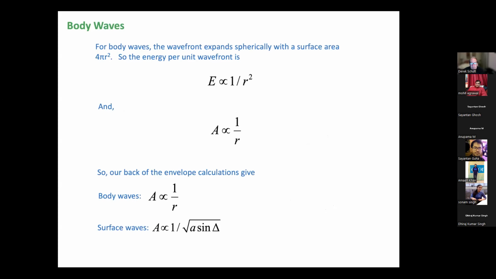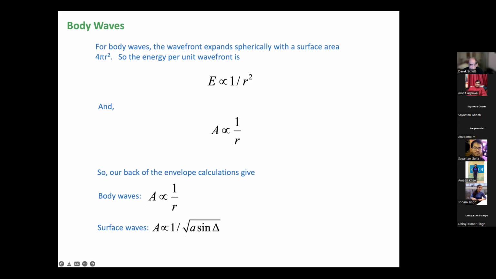Now for body waves, the wavefront expands spherically with a surface area of 4 pi r squared. So energy per unit wavefront is going to be proportional to 1 over r squared, and then amplitude will be proportional to 1 over r. So these back of the envelope calculations tell us that body waves lose amplitude as 1 over r, and surface waves lose amplitude as 1 over the square root of sine delta, which is proportional to 1 over the square root of r, which means that surface waves lose amplitude slower than body waves.